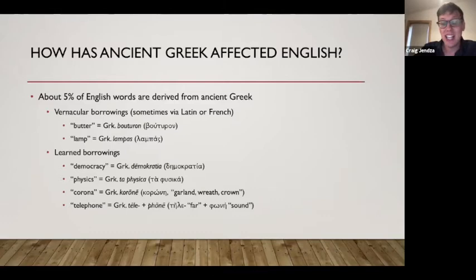Or even things like telephone. So when they invented the telephone, they're like, what are we going to call this thing? And they're like, well, what does it do? Well, you can hear sounds far away.